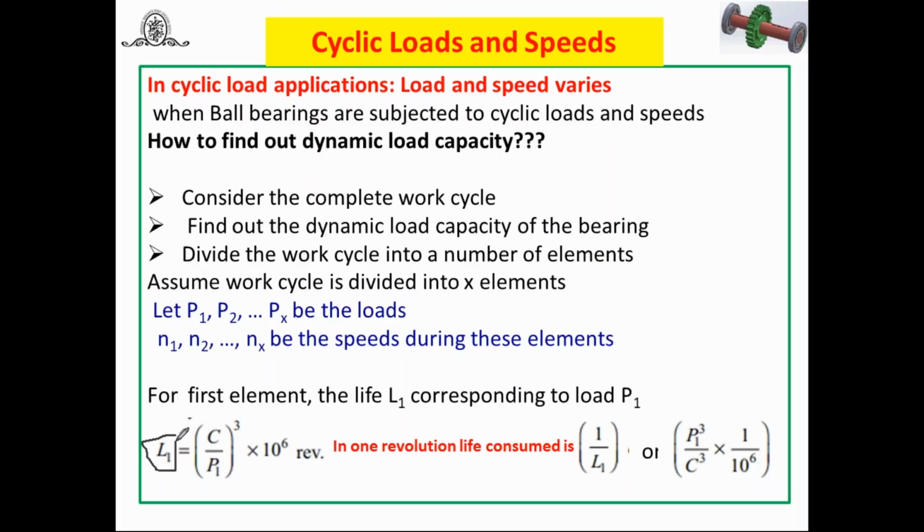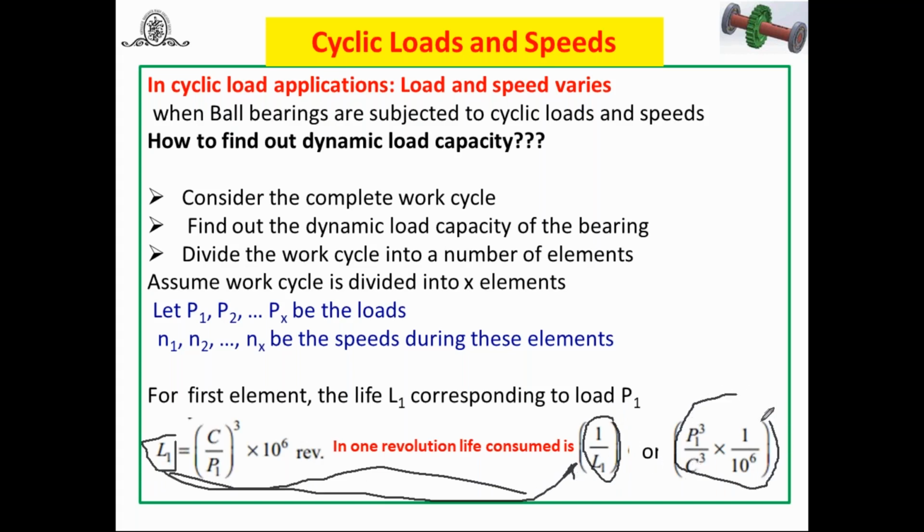Look at this. Once again, I will repeat. This is L1. In one revolution, life consumed is equal to 1 upon L1 for element 1. So you can substitute this L1 here. So what will you get? This expression, you can check it: P1 cube by C cube into 1 upon 10 raised to 6. Okay, then what you have to do? This is for element 1.